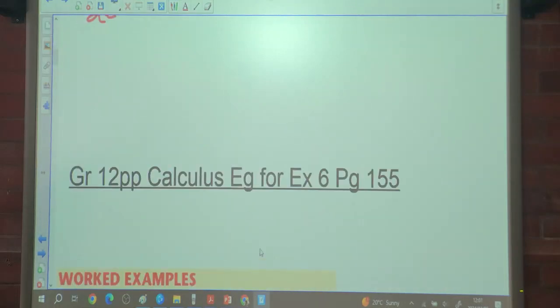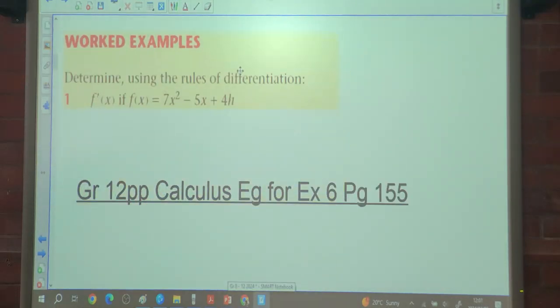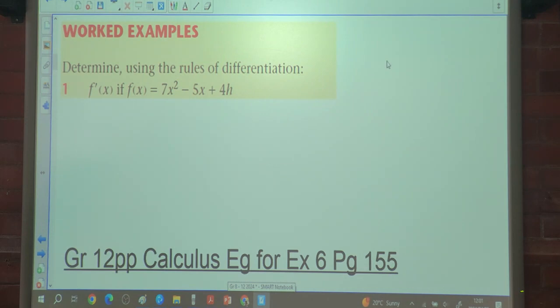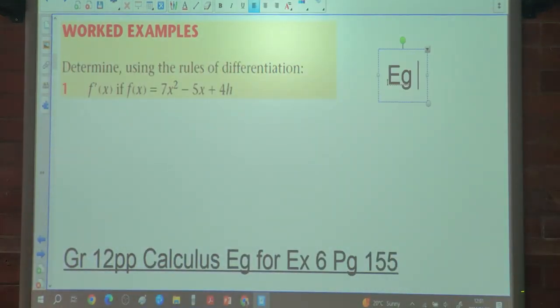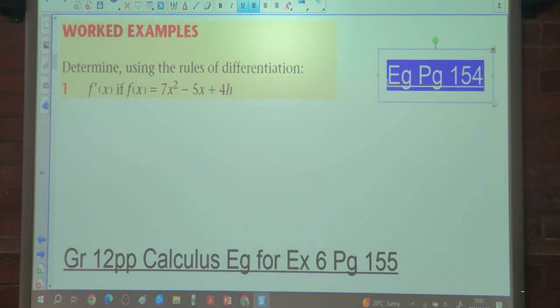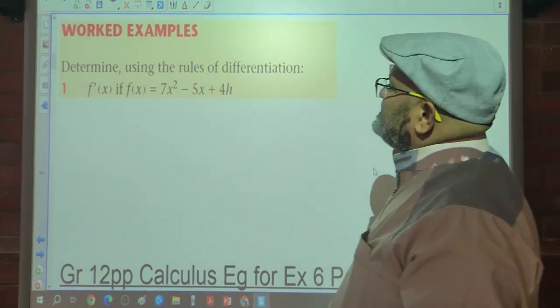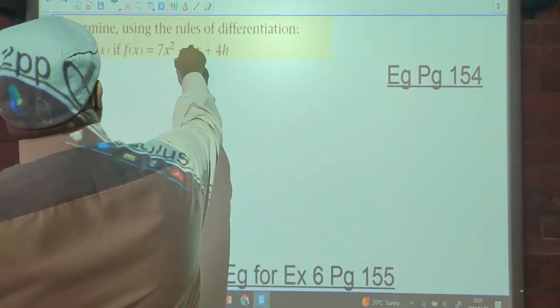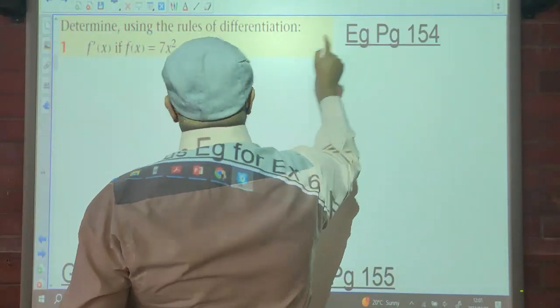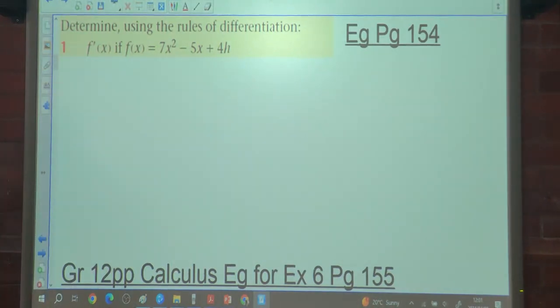No. People, let's look at the work example. This is on page 154. However, the exercise is on page 155. Exercise 6. People, the question says determine using rules of the differentiation. Here they're telling you to use the rules of differentiation. So am I going to apply first principles? No, there's nothing wrong with me here. Okay.